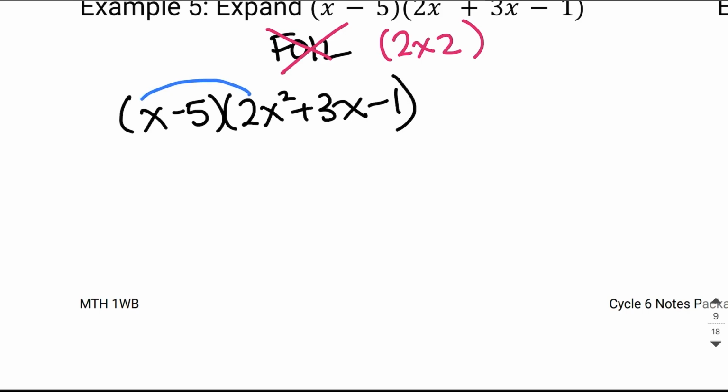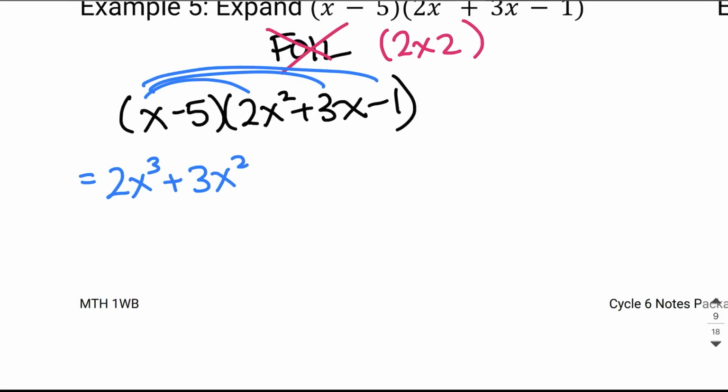I'm going to multiply the x through to the 2x squared, but I'm also going to multiply it to the 3x and to the negative 1. So I'm just going to multiply it through 3 times instead of 2 times. So x times 2x squared is 2x to the power of 3. X times 3x is 3x squared. X times negative 1 is negative x.